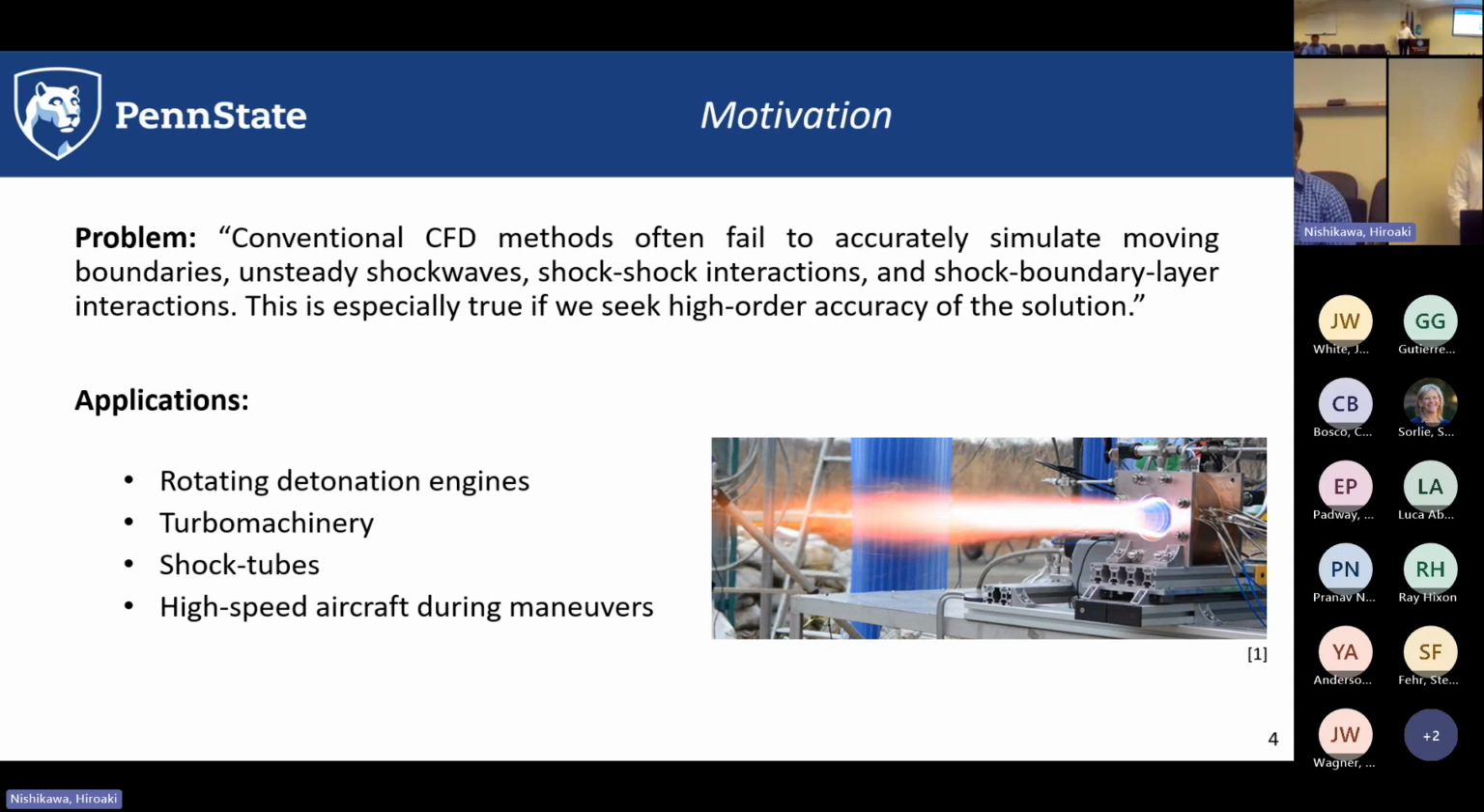For conventional CFD methods, there's often difficulty when simulating certain things like moving boundaries, unsteady shock waves, shock-shock interactions, shock boundary layer interactions, especially when it comes to high order accuracy. Applications for this include turbo machinery, high-speed aircraft during maneuvers, rotating detonation engines, things like that. So we're looking for an approach to deal with problems like this because conventional CFD methods have difficulty in this area.